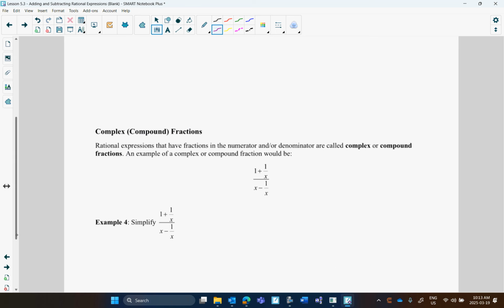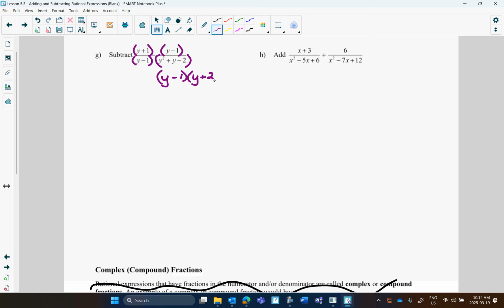So I'm just going to remind myself. I've got 3 terms in one of them, which means it needs to be factored. What does this factor to? Y minus 1, y plus 2. What's my LCD? I need a y minus 1. Already got that. I need a y plus 2.